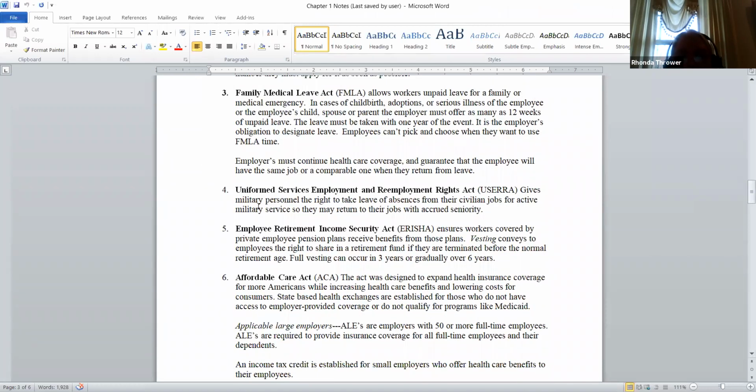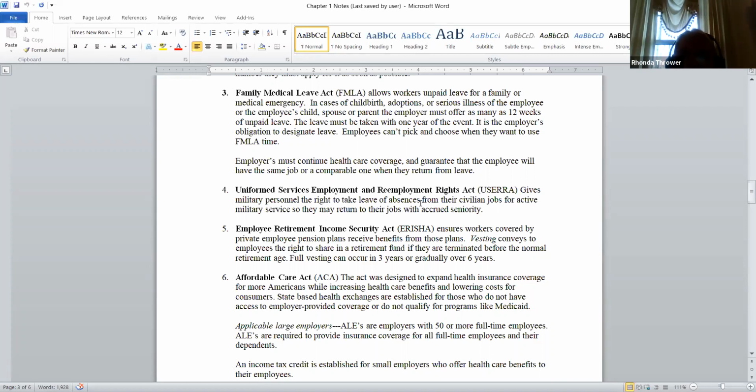Another thing that you may or may not be familiar with is the Uniformed Services Employment and Reemployment Rights Act. What this does is it gives military personnel the right to take leave of absences from their civilian jobs for active military service so that they may return to their jobs with accrued seniority.